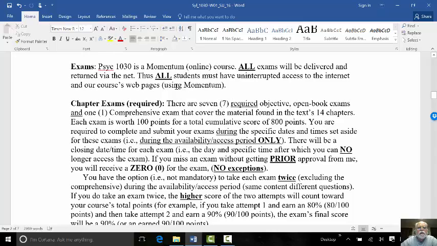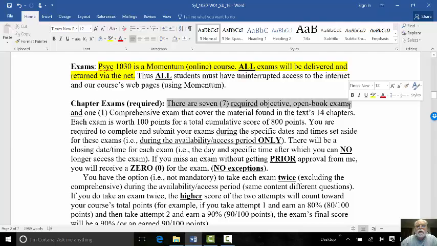Our exams, there are a number of exams in our course. All exams will be delivered via the net. Therefore, they're open book. Note this, they're open book exams, and they're timed. So that's very, very important. We'll have 7 regular required objective, true and false or multiple choice, open book exams. Please note this. You need to be available within that 48-hour period to take the exam, and it will be scored as soon as it's submitted.